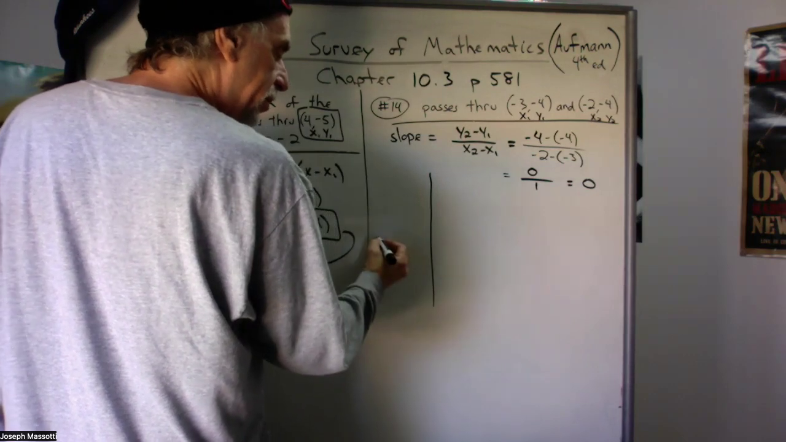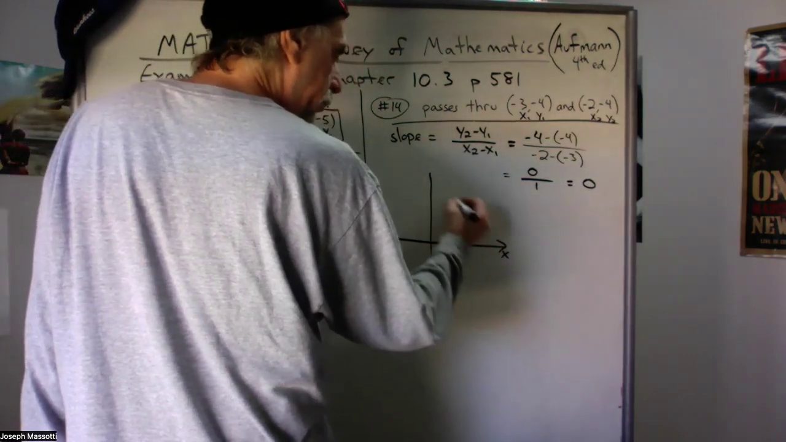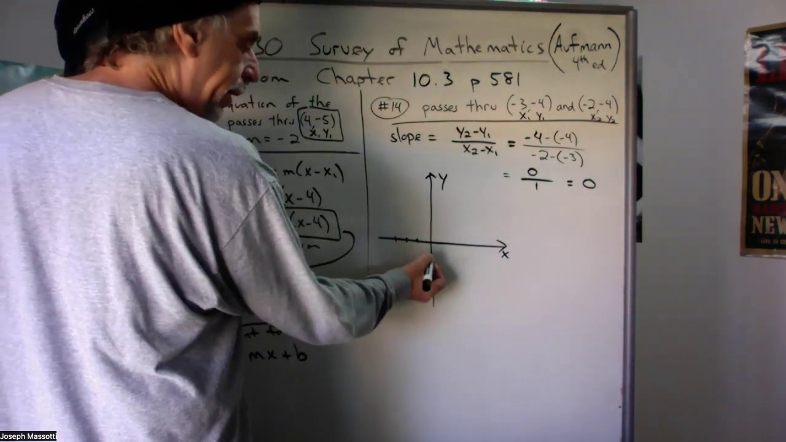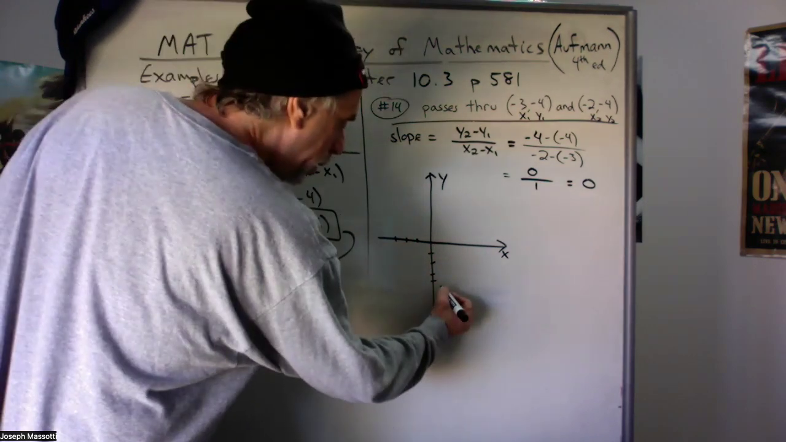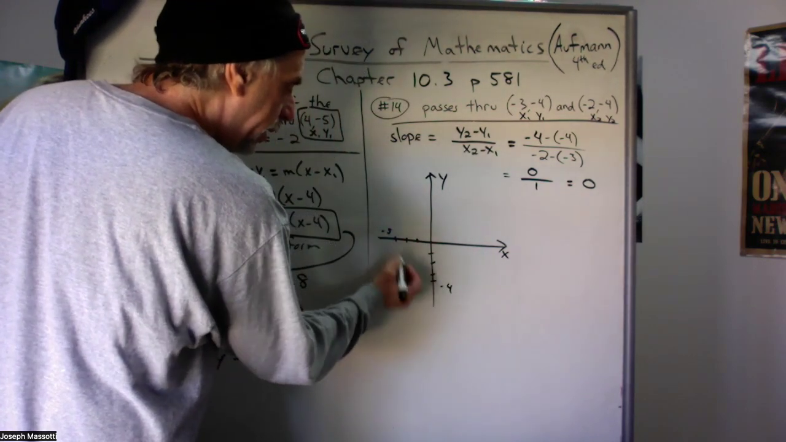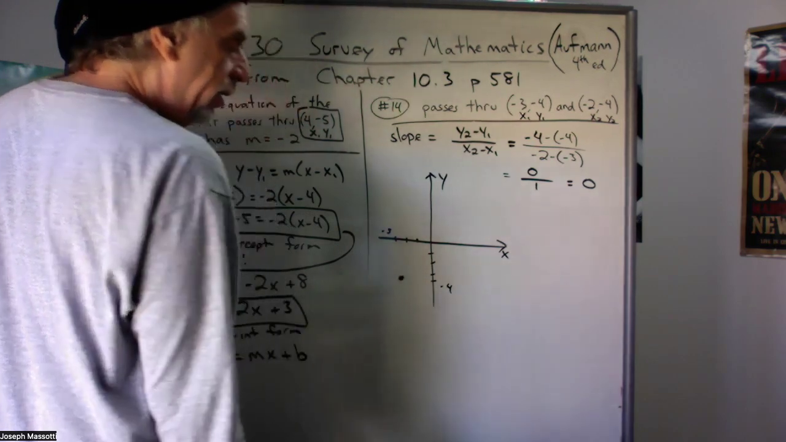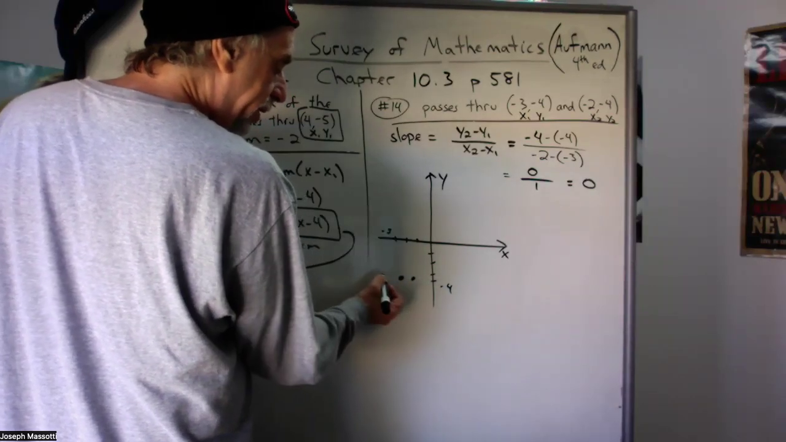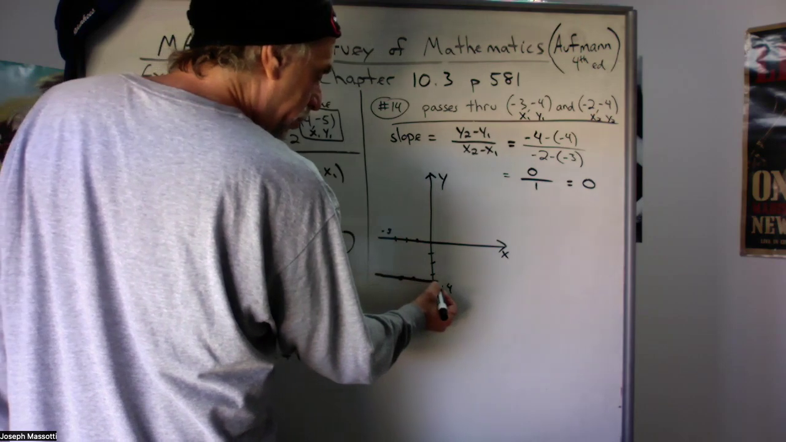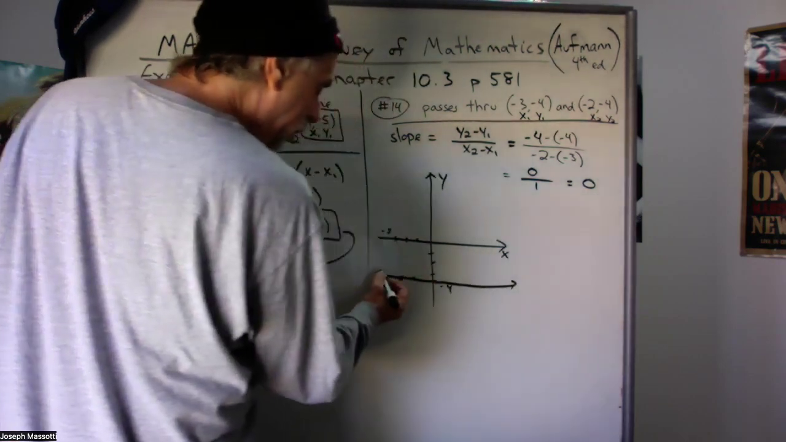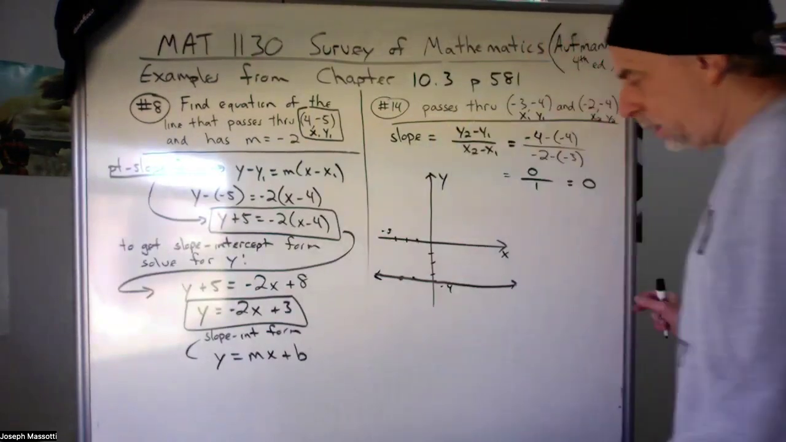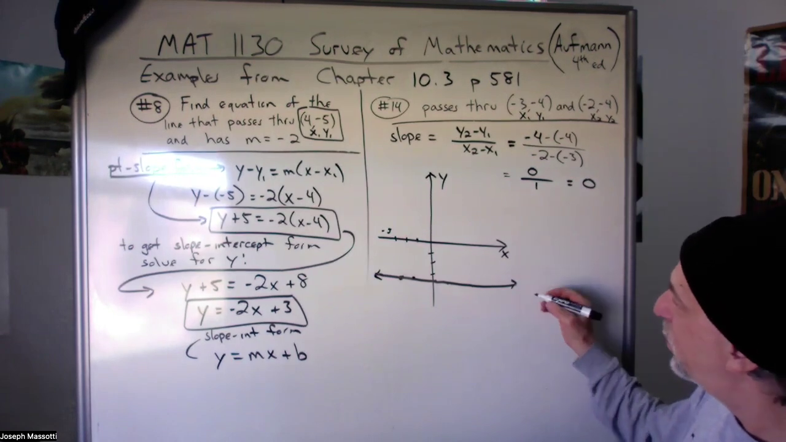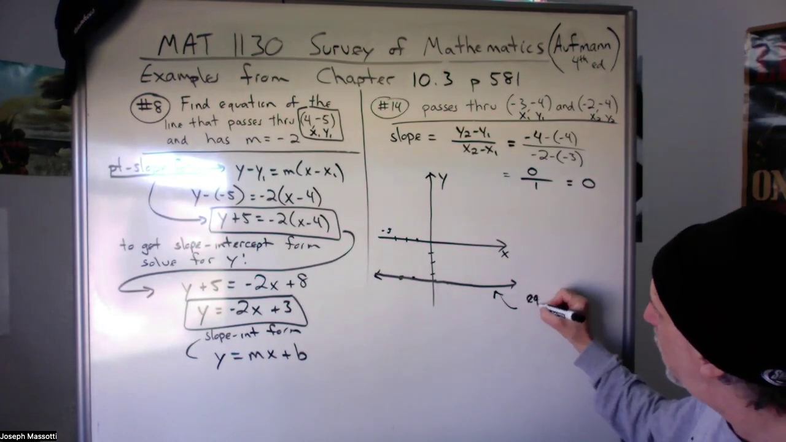So if we were to graph this, -3, 1, 2, 3, 1, 2, 3, 4, -4, and -3 is on the graph, and -2, -4 is on the graph. So we can see that this is going to be a horizontal line just going through that y value of -4. So the equation of a horizontal line is sort of a special case.